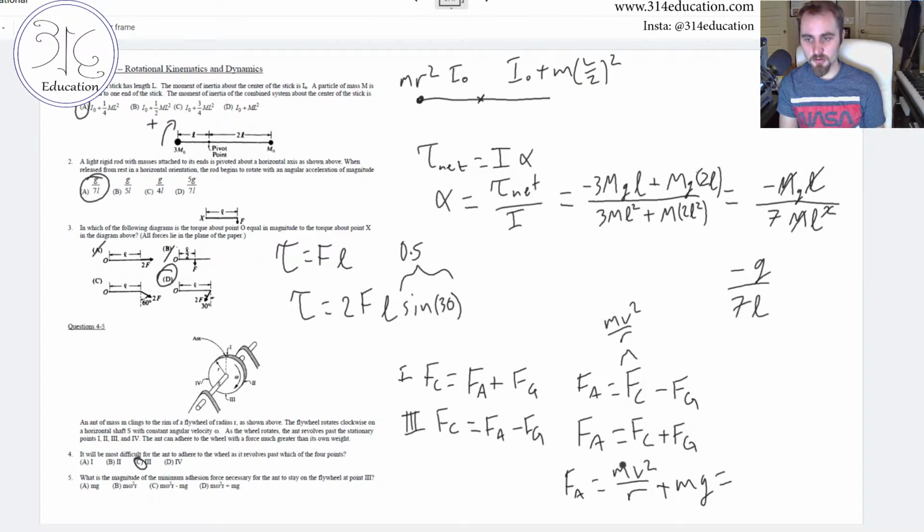And we plug that in here. So we have m omega r squared over r plus mg, which is equal to m omega squared times r plus mg, which is going to be option D.